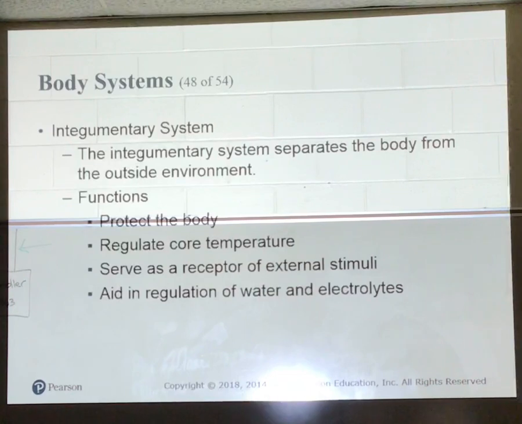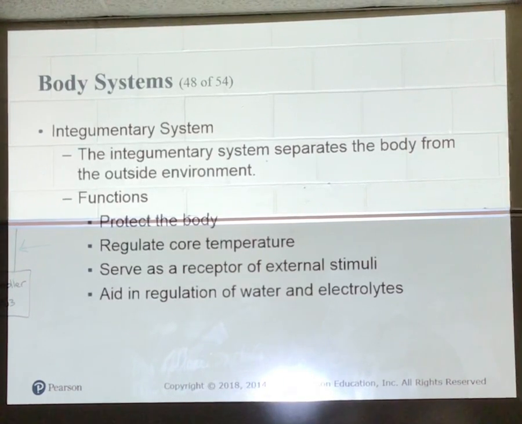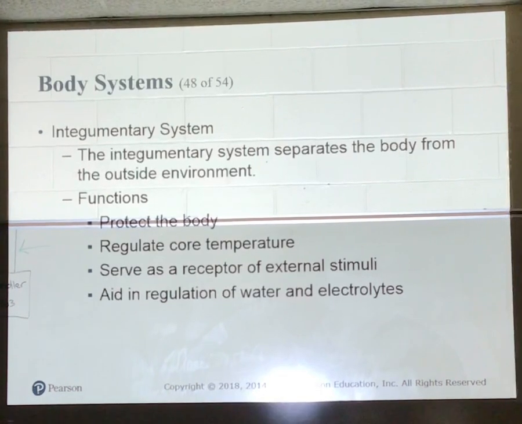Alright, integumentary. All the various tissues, organs, and systems that make up the human body are separated from the outside environment by the skin, which is also known as the integumentary system. Your skin protects the body from the environment, bacteria, and other foreign organisms. It regulates the temperature, serves as a receptor for heat, cold, touch, pain, and pressure. It aids in the regulation of water and electrolytes.